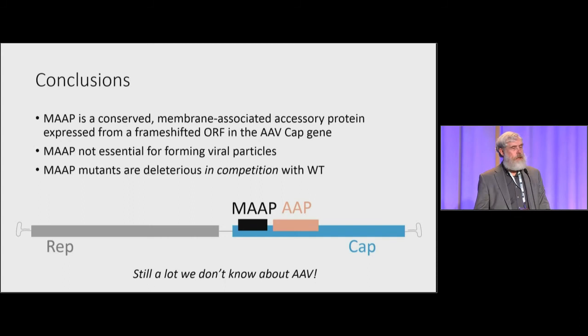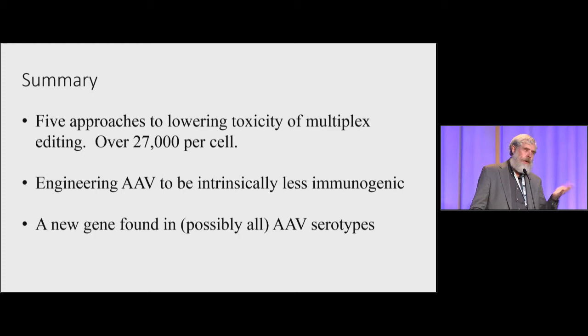And there's the map of where we have the rep gene and these three genes that overlap, the two genes that overlap cap. So there's still a lot to be learned about even the most studied viruses. So I just want to summarize all three of the topics that I talked about.